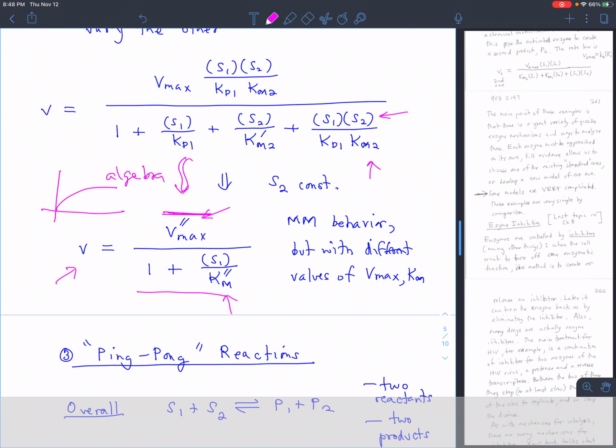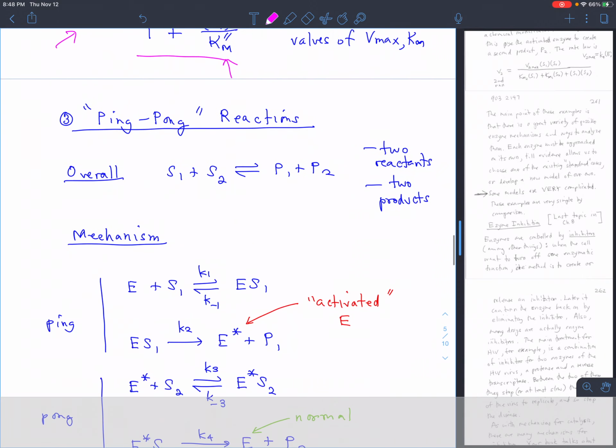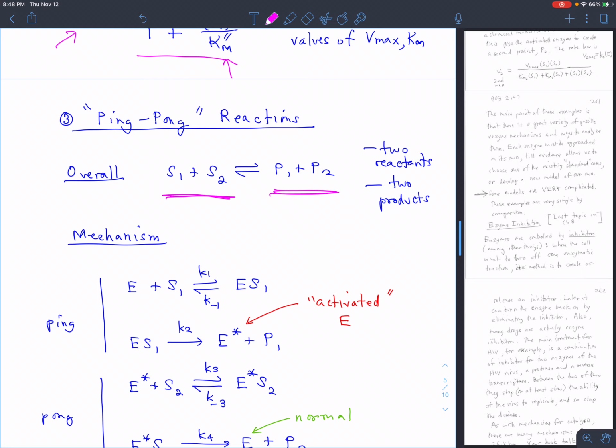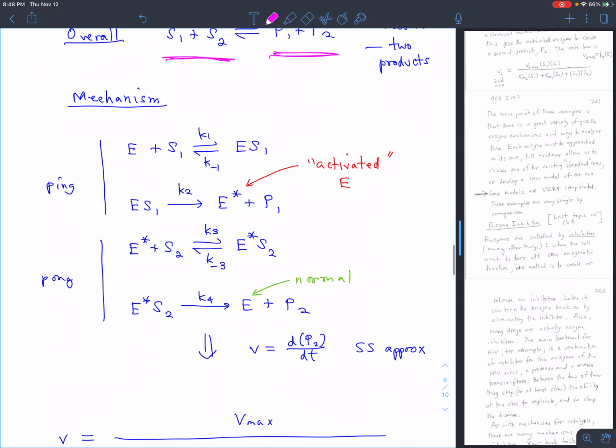Michaelis-Menten mechanism. A third example is the so-called ping-pong reaction. This is a case also where you have two substrates, but also producing two products in this case, not a single one. So we're getting more and more complicated as we go along. Here's the mechanism. Probably some of you have at least heard of it.